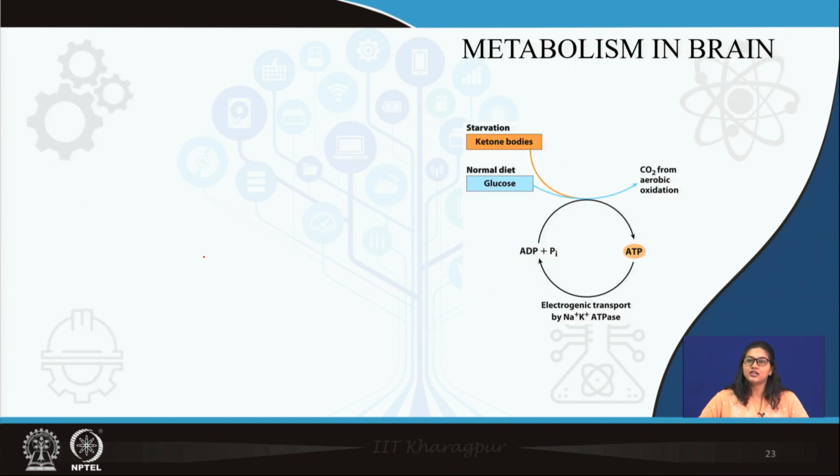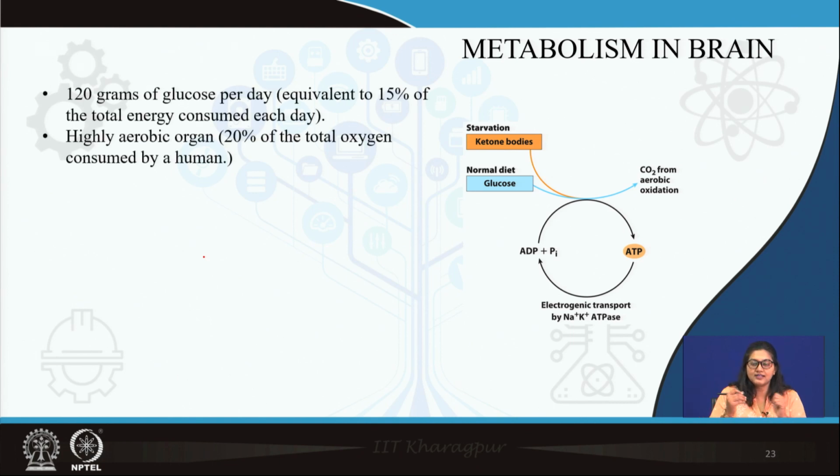Now, we are coming to metabolism of the brain. Brain is a very exemplary organ because it has specific characteristics related to metabolism. Brain utilizes around 120 grams of glucose per day, which is around 60% of the utilization of whole body glucose, and that is around 15% of the total energy consumed in our body.